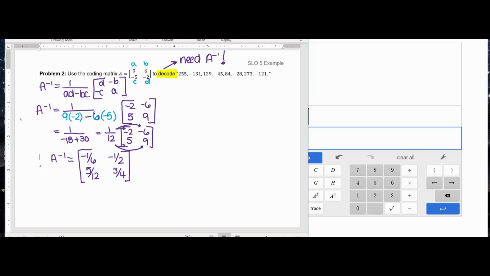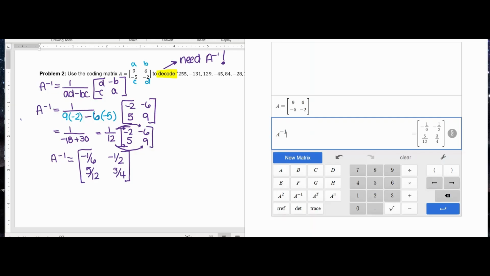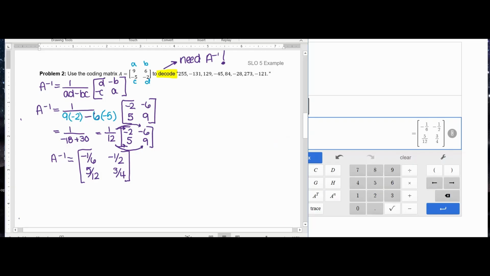Before we go any further, we're going to check our answer in the calculator. Check your inverse. Now, you still have to show all of this work by hand, but we want to make sure that A inverse is correct. When it looks like this, remember, convert to fractions. And we have the correct A inverse, so we're ready to go to the next step.